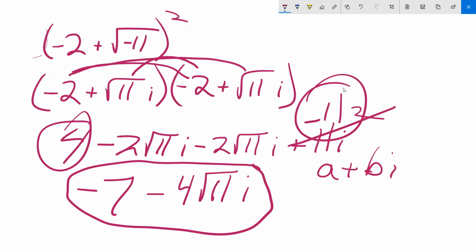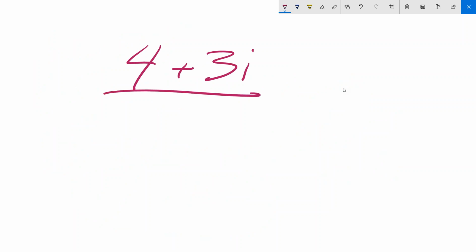Sometimes you'll get an answer that has a denominator. Let me give you an example. Suppose I had this. Can you put that into a plus bi format? The numerator's in that format, but the denominator isn't. So I need to separate this into an a, and then a b, and then an i. Would 4 be a, 5 be b?